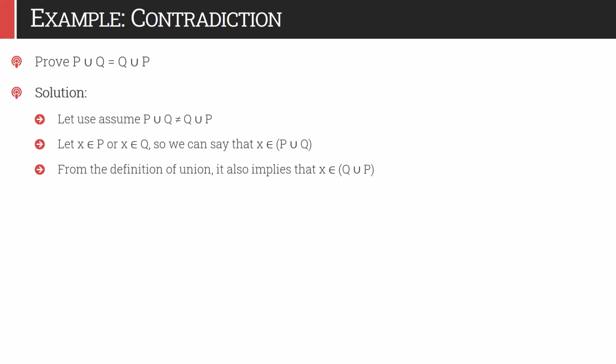And from the property of commutativity of sets, we can say that P union Q is the same as Q union P. And due to that, if X is in P union Q, then definitely X would be in Q union P as well. And hence our assumption that P union Q is not the same as Q union P stands false. And hence we have proved through contradiction that P union Q is the same as Q union P.